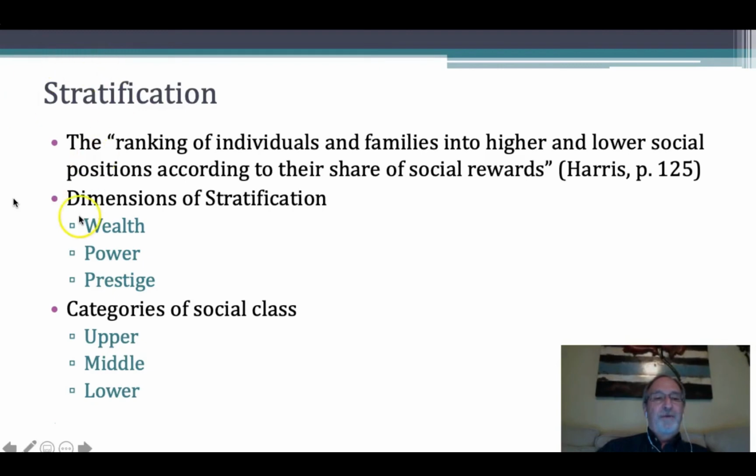Now, when we put these people into these ranks, we have three broad categories that we usually talk about. We talk about upper class, middle class, and lower class. And then we divide those up. We have upper upper and middle upper and lower upper and upper middle and so forth into just all kinds of different possibilities of the way we want to rank people, unfortunately.